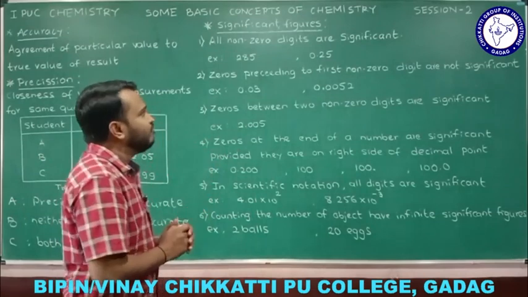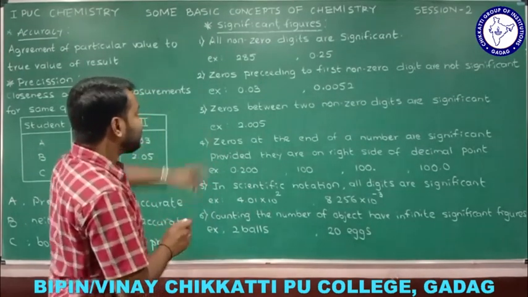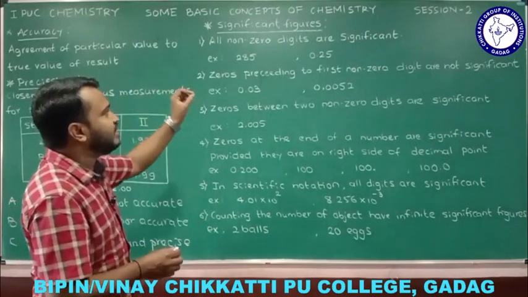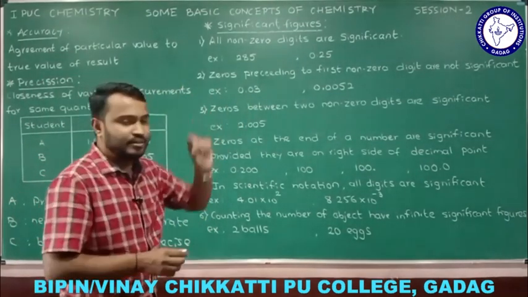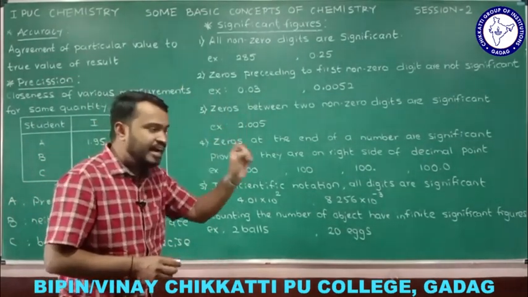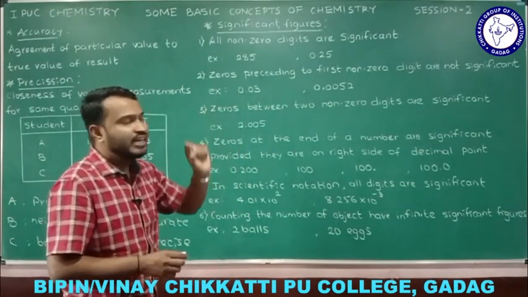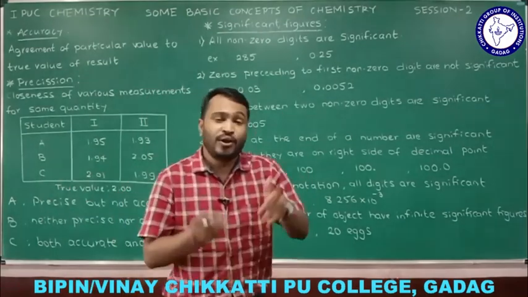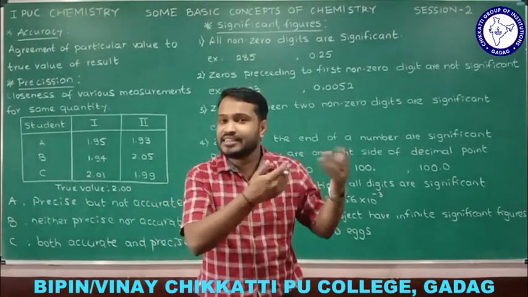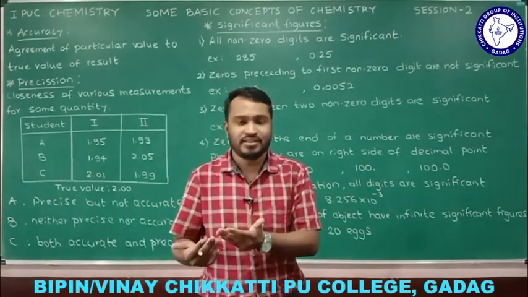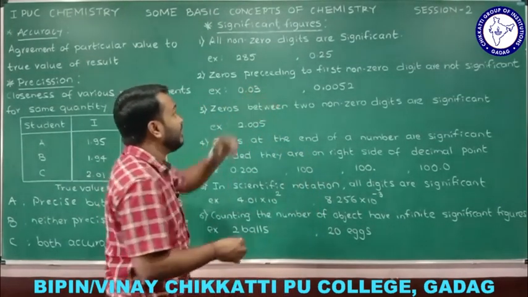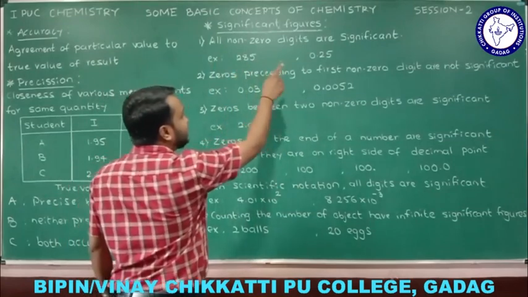So we'll move on to the first rule. The first rule we have here is all non-zero digits are significant. Significant means it has a meaning with certainty. All non-zero digits are significant. Non-zero means other than 0, from 1 to 9. They are significant.